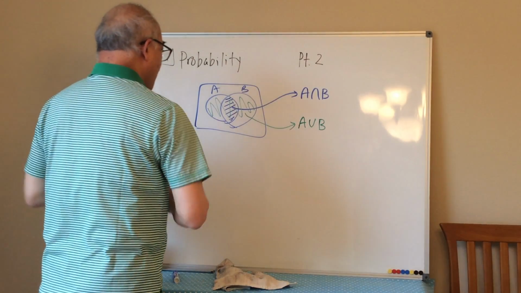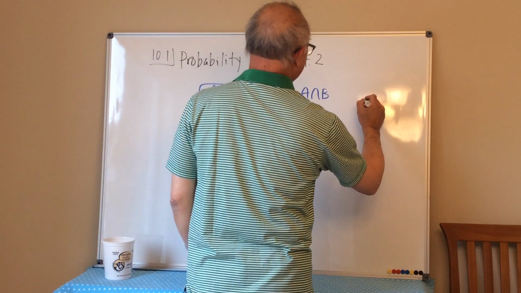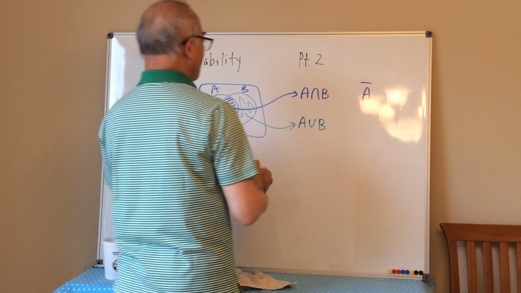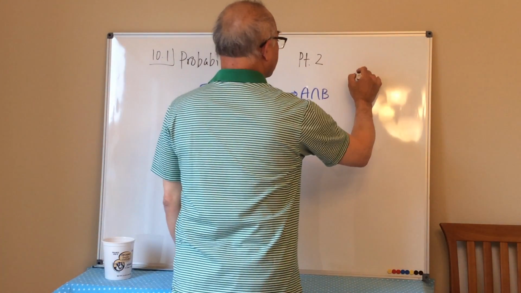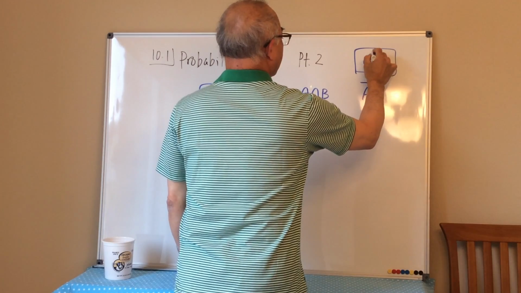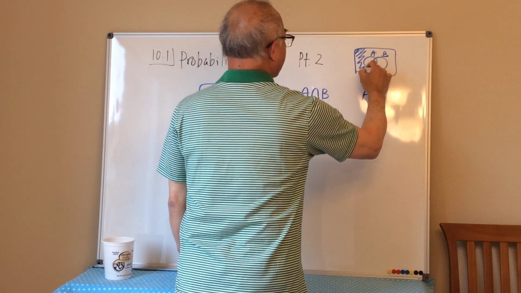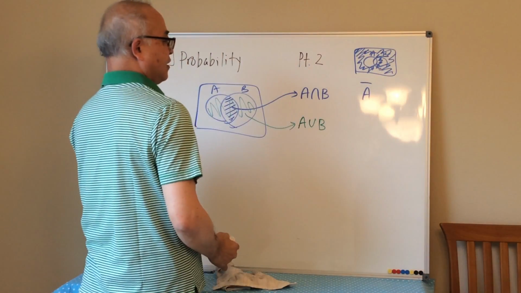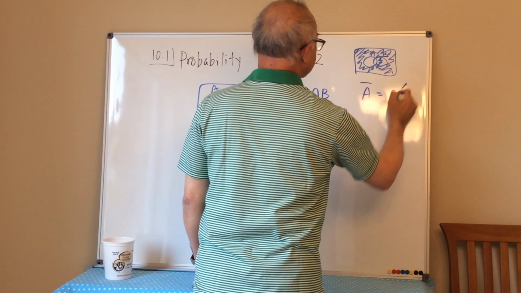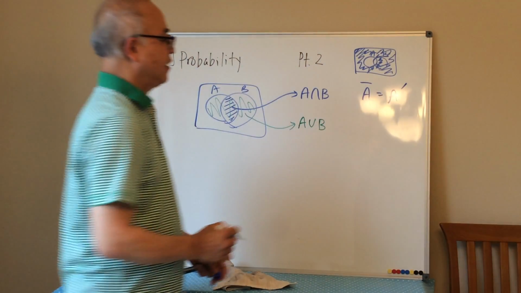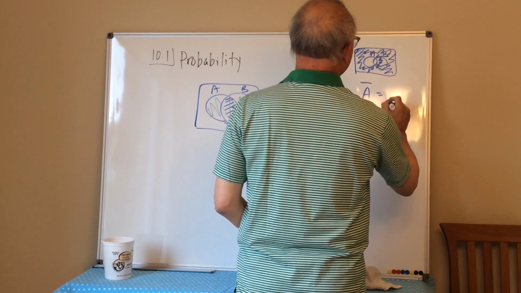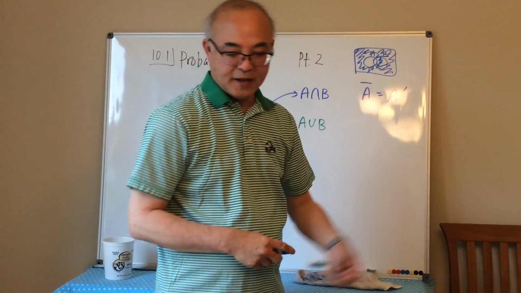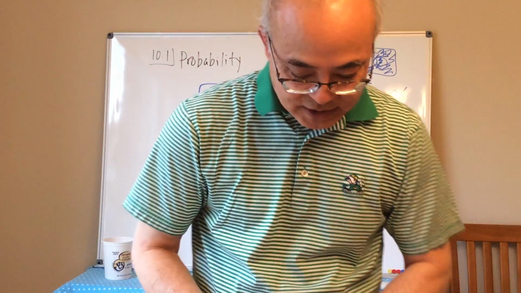Another one that comes up every once in a while is A bar, complement of A. This is not A. So in other words, with A and B, it would look like this, right? Everything that is not A, okay? This is also written sometimes with an A prime on there, A prime, okay? This is the complement or the not A. So these are some of the things that we talk about.